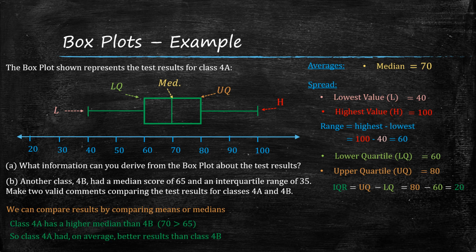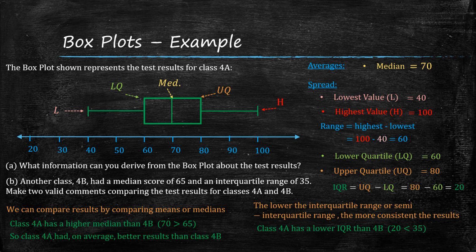Class 4A had, on average, better results than class 4B. Okay, and then the next piece of information we can derive is that we know that the lower the interquartile range or the semi-interquartile range, the more consistent the results.